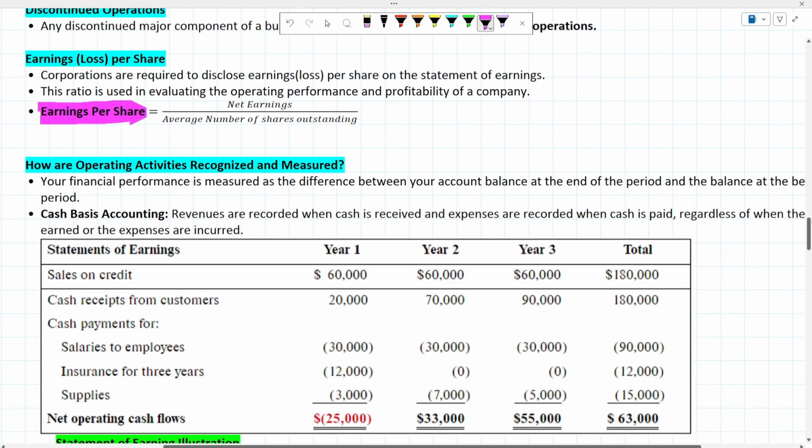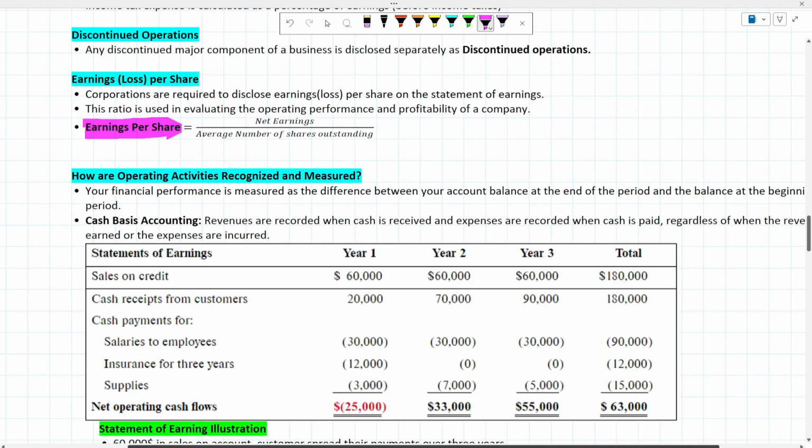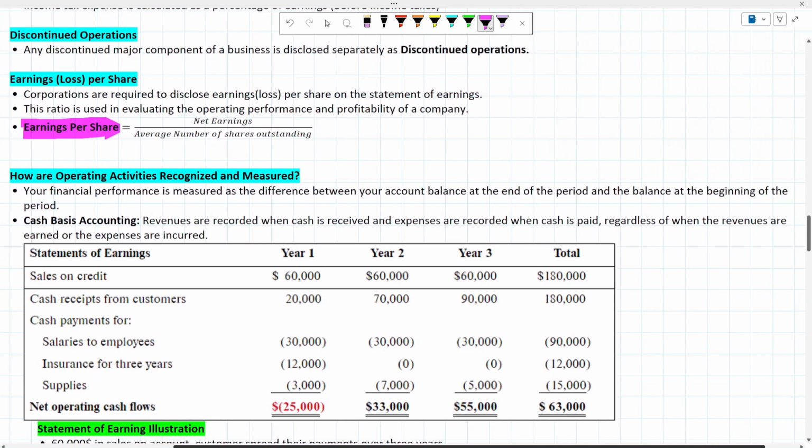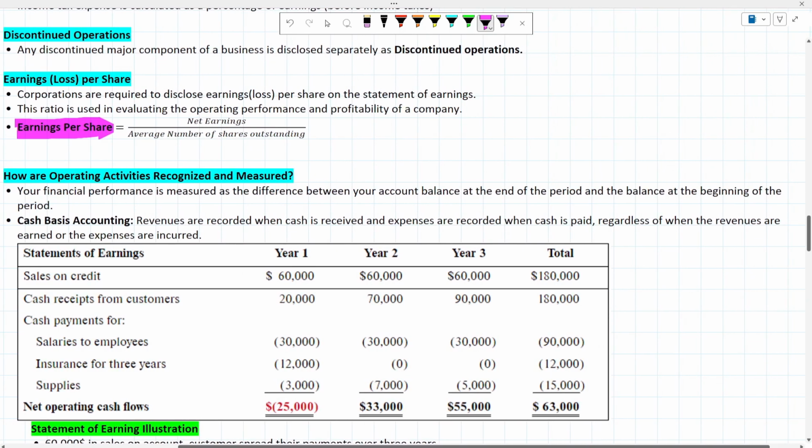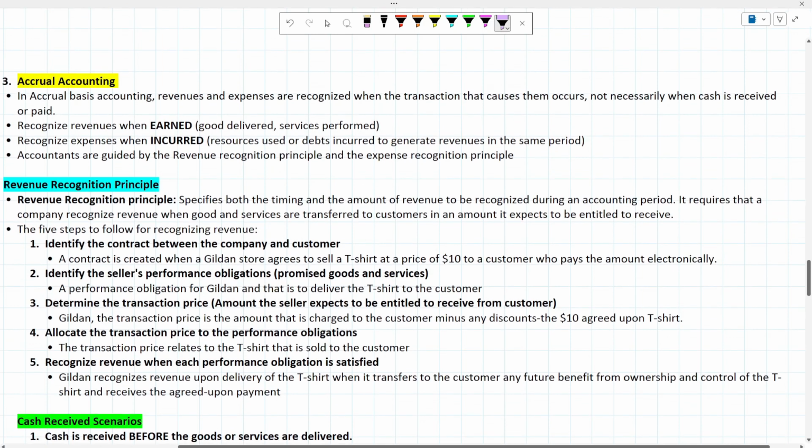So how are operating activities recognized and measured? Your financial performance is measured as the difference between your account balance at the end of the period and the balance at the beginning of the period. Cash basis accounting. So its revenues are recorded when cash is received and expenses are recorded when cash is paid, regardless of when the revenues are earned or the expenses are incurred. So let me highlight that in purple. When cash is received.